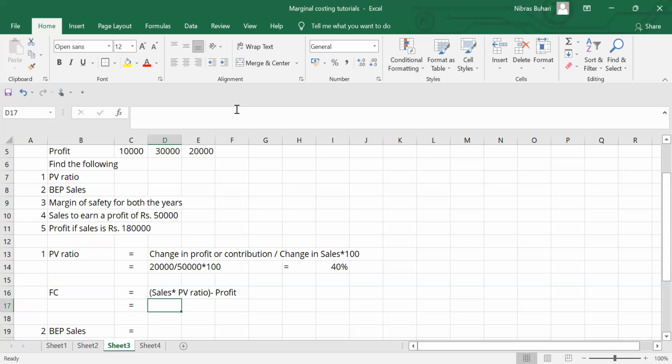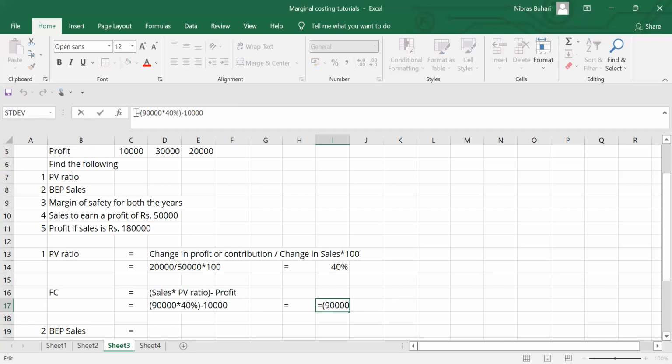I have two sales there. You can use any sales. You can use the first year sales or the second year sales. If you use the first year sales, please use the first year profit. If you use the second year sales, use the second year profit. First year sales is 90,000 multiplied by PV ratio 40% minus the first year profit 10,000. 26,000 is the fixed cost.